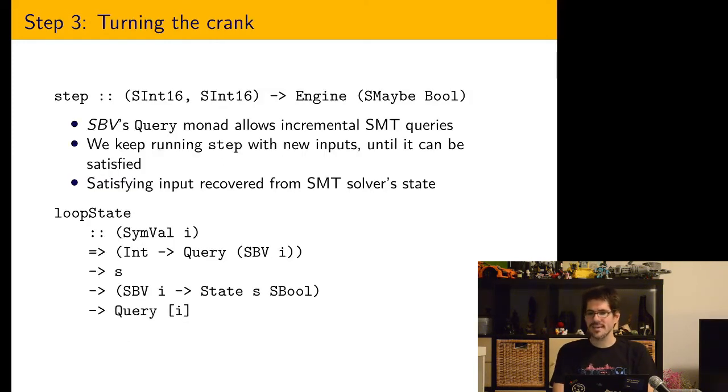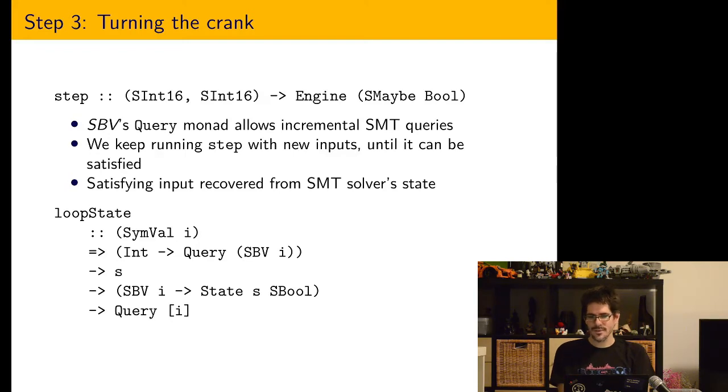And then step 3 was, now that we have followed these type errors and fixed everything by using the right SBV functions and writing symbolic versions of monadic combinators, step 3 was to keep turning the crank, right? So after we do the refactoring in step 2, what we end up with is a step function that looks very similar to the original one, but its input is a pair of symbolic integers, so the verb and the noun can be symbolic variables, and the result is a symbolic maybe bool, right?